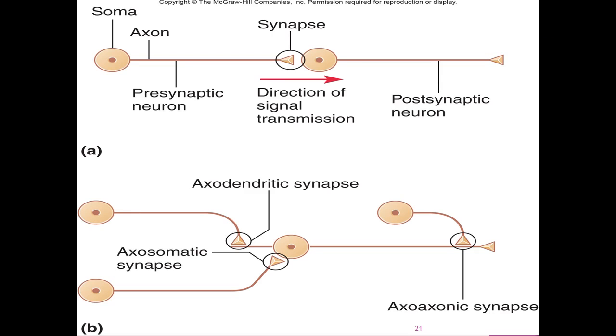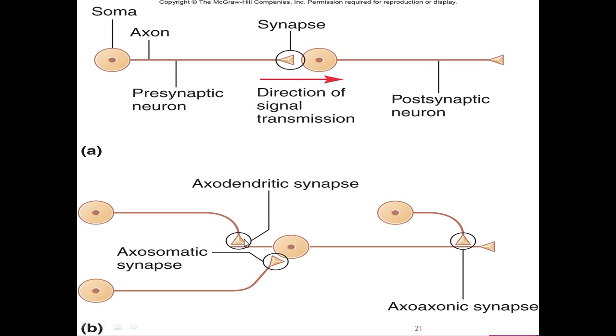So here on this slide, we're going to look at the different forms of the presynaptic neuron. For example, here's your presynaptic neuron, and here's your synapse. And of course, the signal is traveling from left to right, and hence your postsynaptic neuron will receive that information.